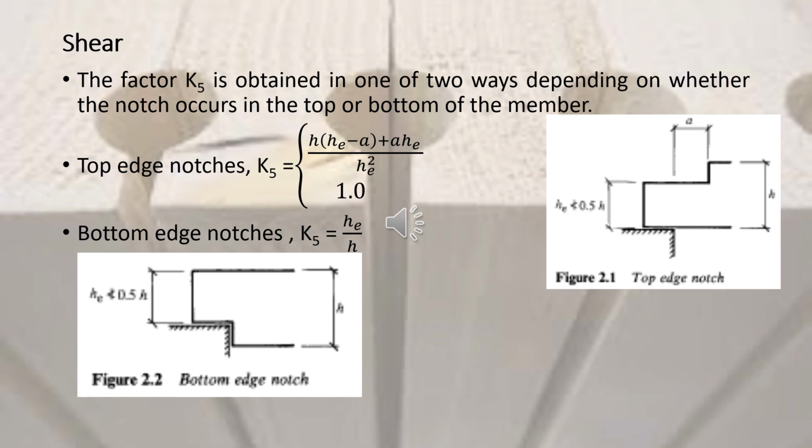For the top edge notches, you have to follow the formula and use the values provided there. For example, h is the original height of the section, he is the effective height. Once you remove the notch, you've got an effective height, and this should not be less than 0.5h. So you have to make sure that this condition is met. A is the extent of the notch beyond the edge of the support. And you just use the formula as is.